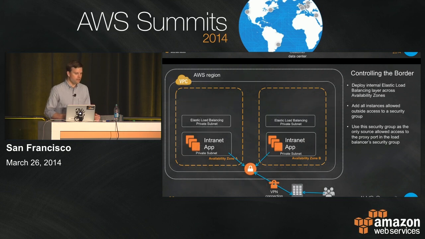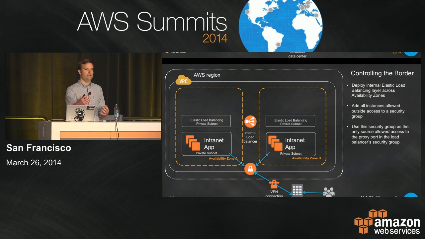So this is what this might look like. This time we're going to deploy an internal load balancer. So this is fronting the proxy layer to make sure it's highly available and scalable. We're going to add, in the private subnet, any instances that want to be able to talk to this load balancer. We're going to add them to a proxy security group. And so then configure the elastic load balancer. The only thing that can talk to that internal ELB is this security group. You're tightly controlling who can actually use the proxy.